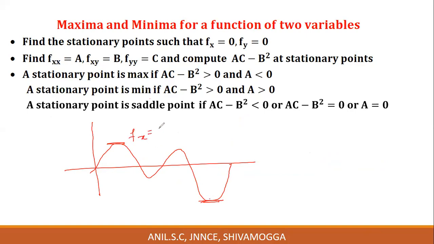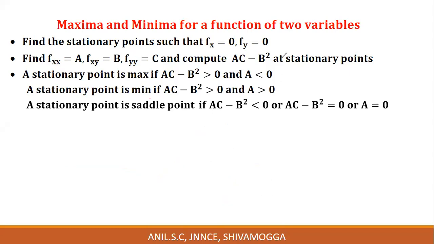The partial derivative of f with respect to x is equal to 0. The partial derivative of f with respect to y is also equal to 0. Both the partial derivatives are equal to 0. This is the condition for any function to be maximum or minimum. First, we find the stationary points such that fx is equal to 0. Fx means del f by del x. And del f by del y is also equal to 0. This is the first condition for any function to be maximum or minimum.